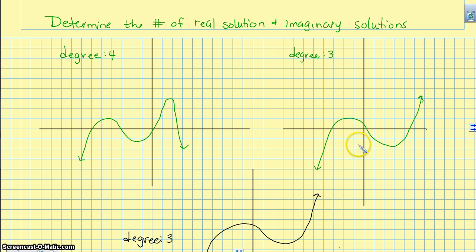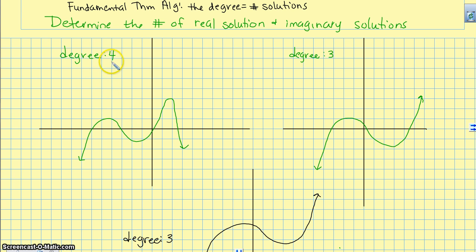All right, we're going to look at determining the number of real solutions and the number of imaginary solutions given a graph. Now, the fundamental theorem of algebra says that the degree equals the number of solutions. Now, those solutions could be real or they could be imaginary. We have talked about that with parabolas. We can see real solutions. Real solutions are where the graph hits the x-axis. So, let's look at example 1.